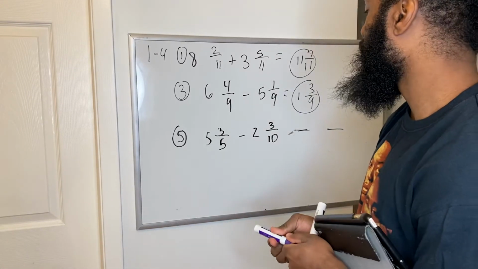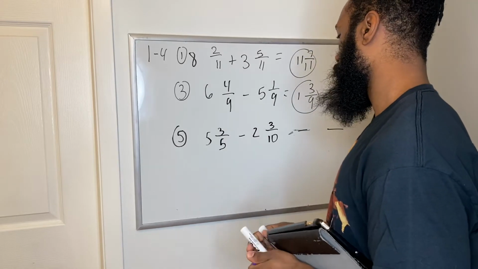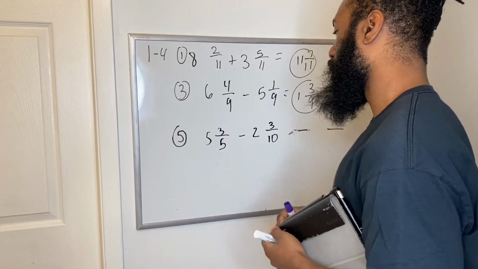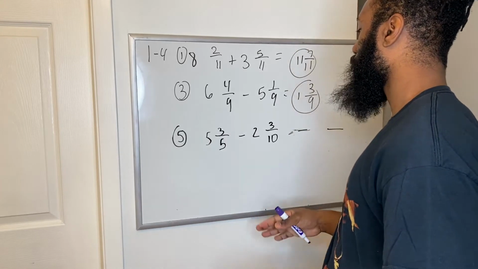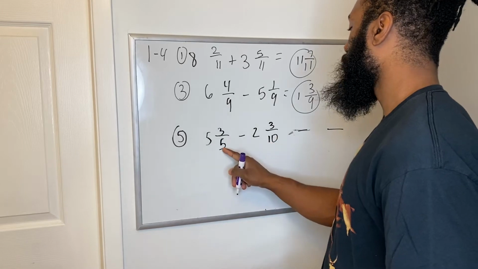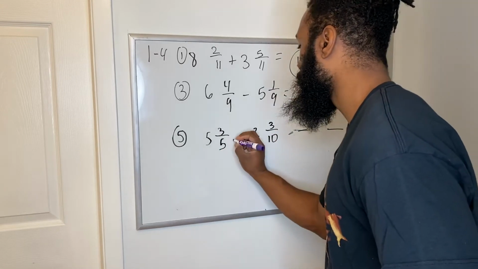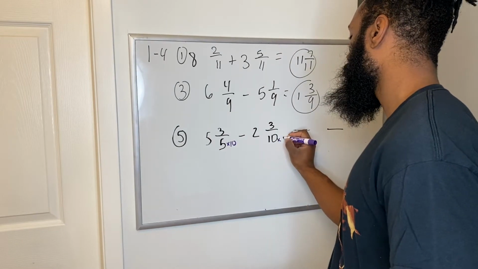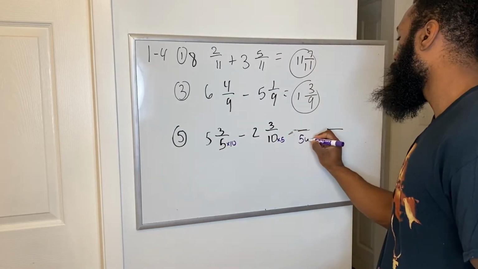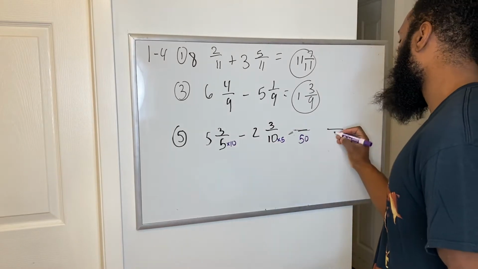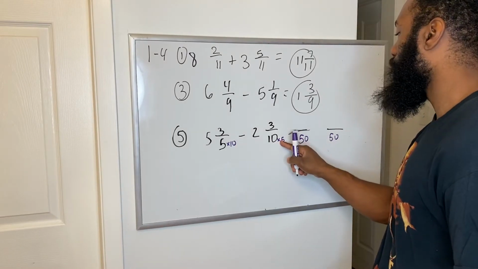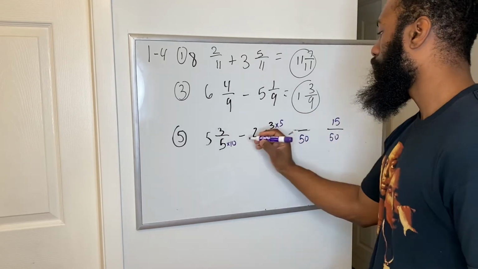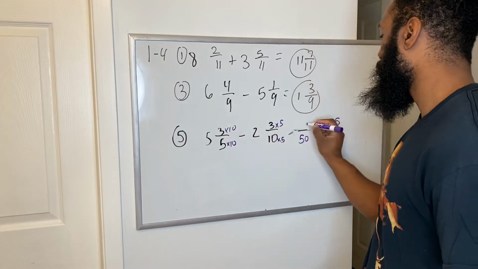I'm going to multiply this denominator, the 5, by this denominator, and multiply this denominator by this denominator. So now we have a common denominator. 5 times 10 is 50. 10 times 5 is 50. Whatever I do to the denominator, I do to the numerator. 3 times 5 is 15. 3 times 10 is 30.